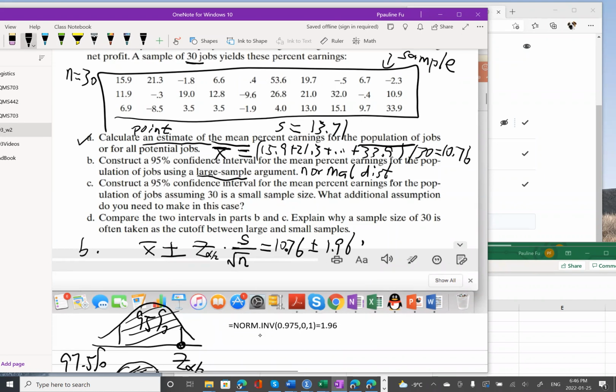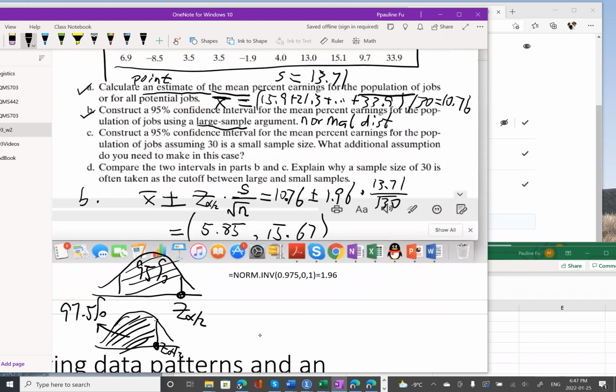So go back to here, you plug in the standard deviation, 13.71, over square root of 30. And you can get the lower bound and upper bound. So lower bound 5.85, upper bound 15.67. The unit is percentage. Any questions for question B? When you have a large sample, it is normal distribution, and you find the critical value.